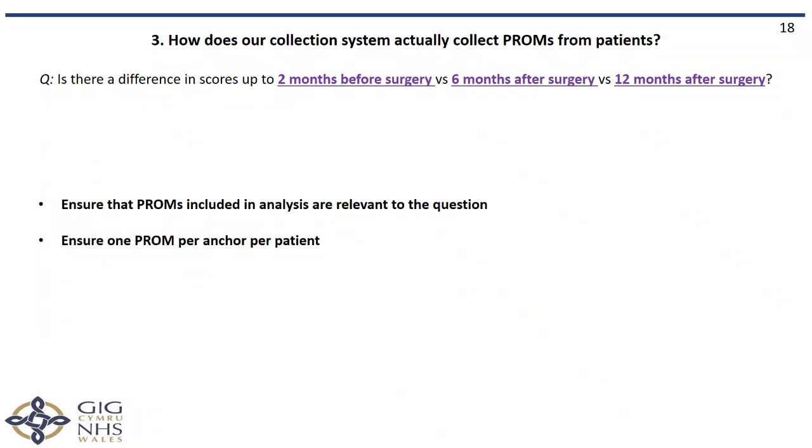Before I get to the examples, I'll just set the scene. We'll aim to put a data set together to answer the following question: is there a difference in the average PROM scores up to 2 months before surgery and 6 and 12 months post-surgery? So the anchors to guide our analysis are up to 2 months before surgery, 6 months after surgery, and 12 months after surgery. And to answer the question, we probably need to ensure that we only include clinically relevant PROMs in the analysis, so that we avoid something similar to what I just showed on the previous slide.